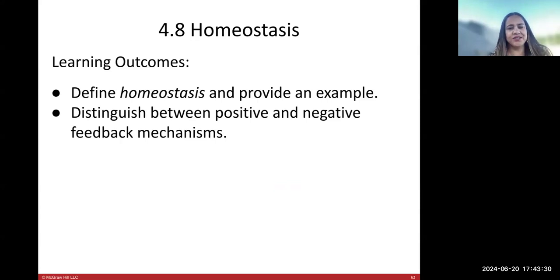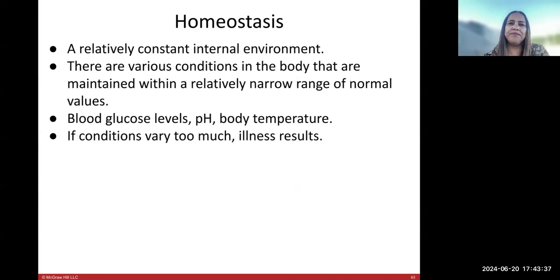And then the last section, homeostasis, which we already went over a lot of in chapter 1. We're going to review it one more time. So a relatively constant internal environment. There are various conditions in the body that are maintained within a relatively narrow range of normal values. Blood glucose levels, pH, body temperature are just 3 of them. There are many, many more.